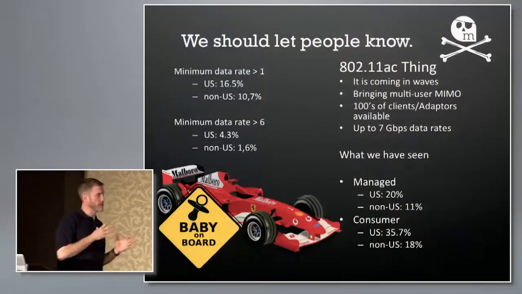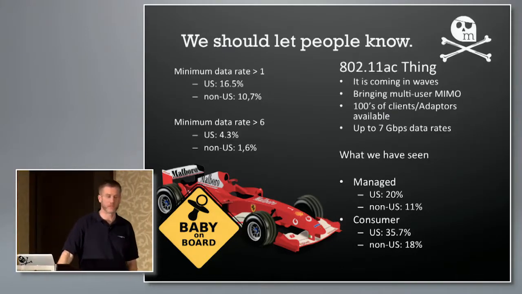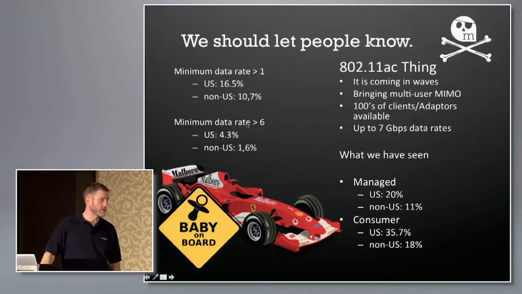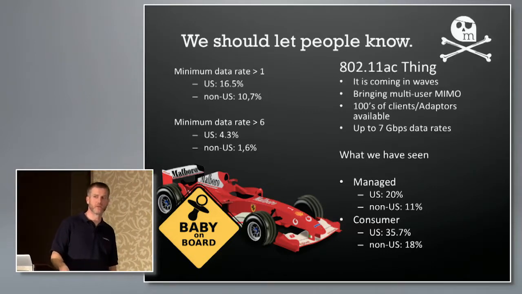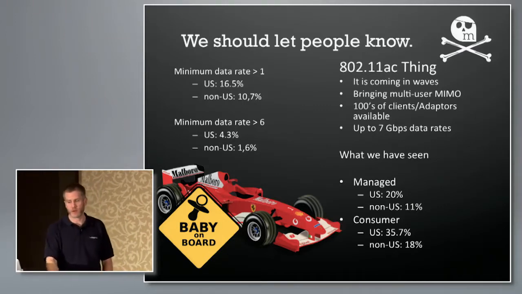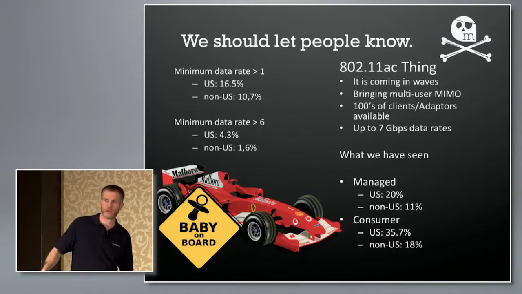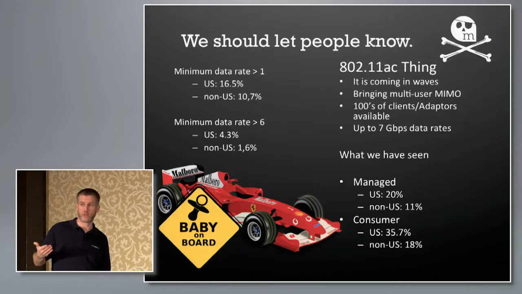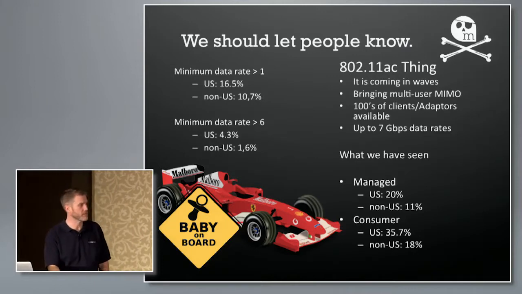Outside the US, it's even worse: only about 11% have data rates set higher than that. Then I thought, what percentage of people have data rates higher than 6 megabits per second? We got 4.3% in the US. That means somewhere in there, about 12%, the difference, set a minimum data rate of maybe 2 megabits per second, or 5.5, because your choices are 1, 2, 5.5, and they chose 2 or 5.5 as their minimum data rate.